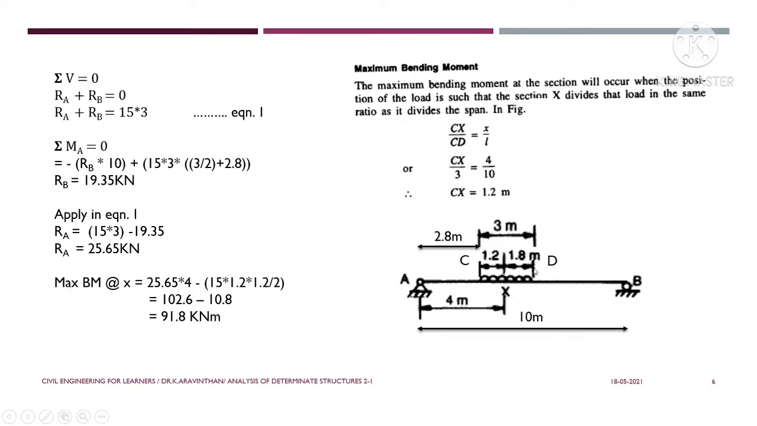So that is the ratio which is written here, that is CXD. So these are the points. AB is the reaction point. So CX divided by CD, this is the load ratio, and X divided by span length is another ratio. If you are using these ratios, you will be getting CX is 1.2 meter. Between C and X is 1.2 meter, and the remaining distance will be 3 minus 1.2, that is 1.8. So this is the position where you will be getting maximum bending moment.